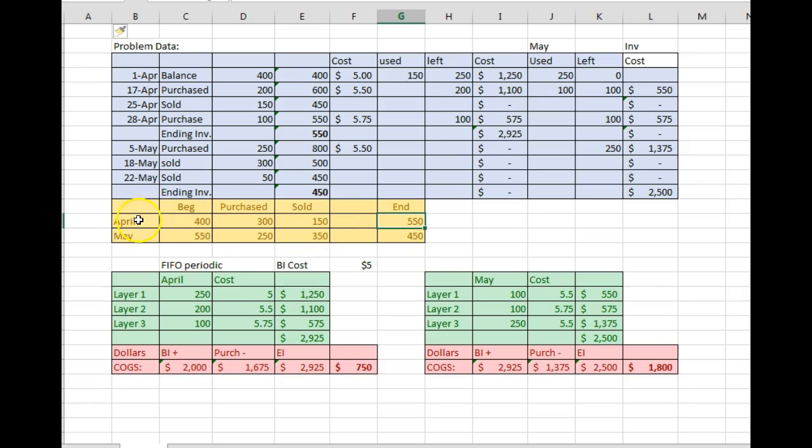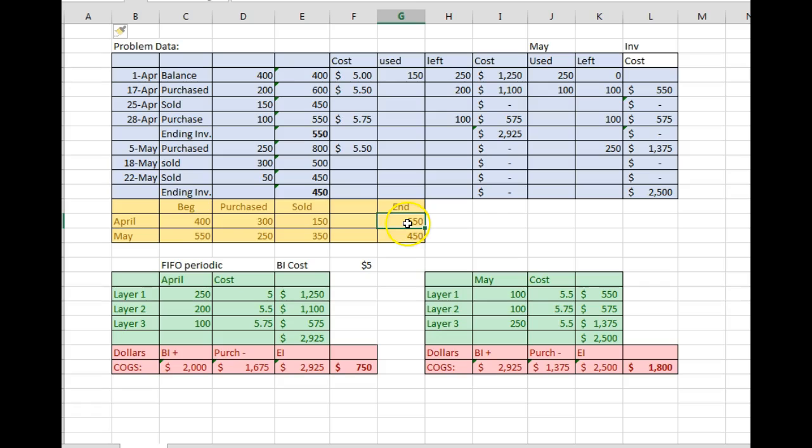To do that, we have April and May, two months going. The beginning inventory for April is a given, 400. They purchased 300, and they sold 150. So that means 400 plus 300 minus 150 leaves 550 in the ending inventory. That's quantity. Now, let's look at May while we're on this track.